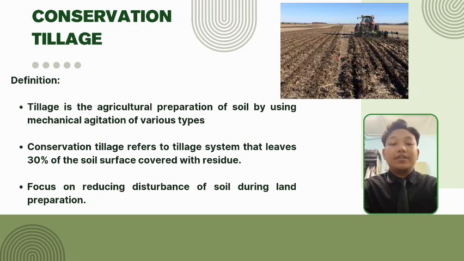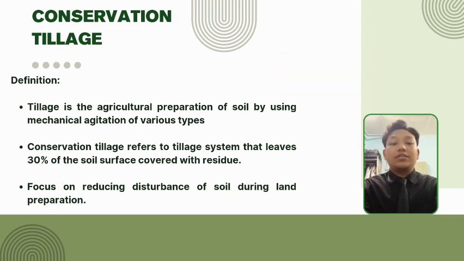Conservation tillage refers to a tillage system that leaves 30% of the soil surface covered with residue after planting. It is developed to leave more crop residue on the surface to reduce soil or water loss compared to other tillage systems, such as conventional or full tillage. This system focuses on reducing the disturbance of soil during land preparation. Conservation tillage can be combined with other practices to enhance soil health.